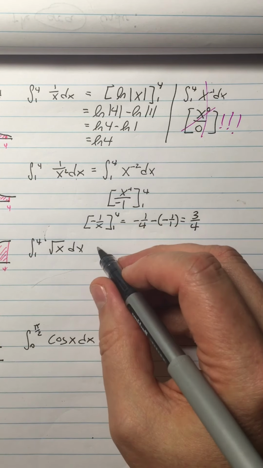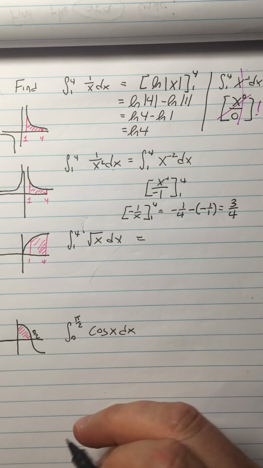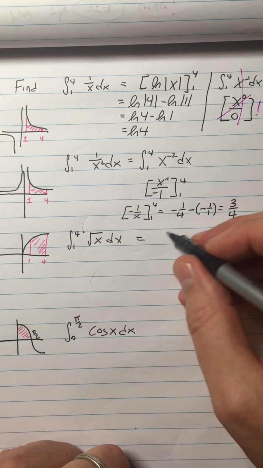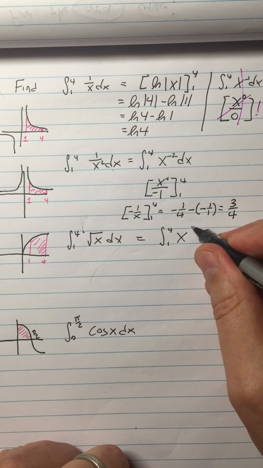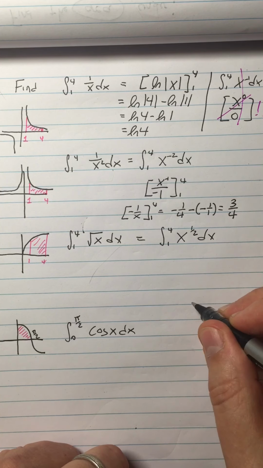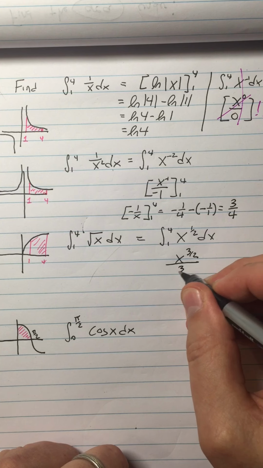All right, so for example, on this one, here's the nice picture for the square root of x. We're going from 1 to 4. What's that area going to be? So I have to rewrite this just like doing a derivative. I'm going to rewrite that root as a fractional exponent. All right, I'm going to raise the exponent by 1 and divide by the new exponent.